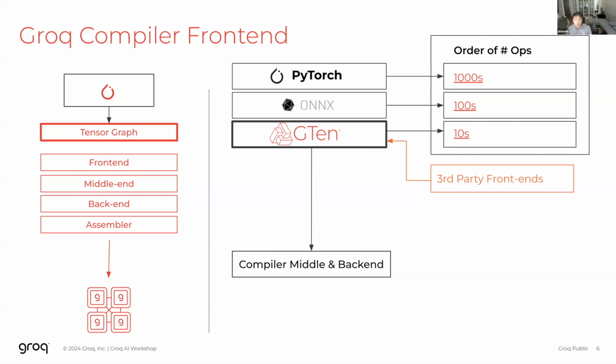We rely on ONNX to trim down the op space from thousands to hundreds. And from there, our graph intermediate representation G10 takes these hundreds of ONNX operations and turns them into tens of G10 operations. So when we talk about a kernel-less compiler, it's the fact that we only have specialized code for these tens of operations.